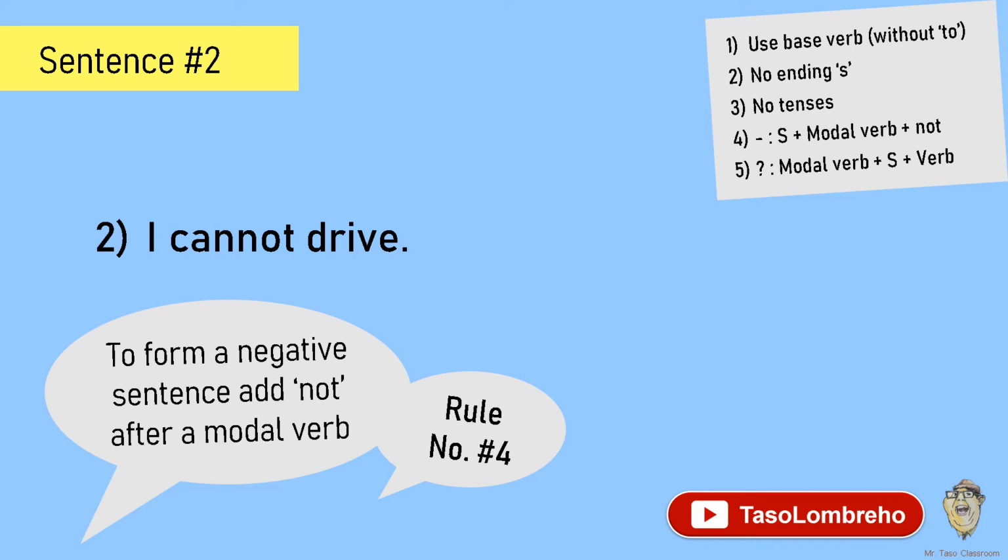There is something to remember here. When you add not to the word can, not becomes one word with the word can. This is a very special case because when you add not to will, for example, it will be written separately. But if you write it as addition to the word can, it will become one word. So I cannot drive.